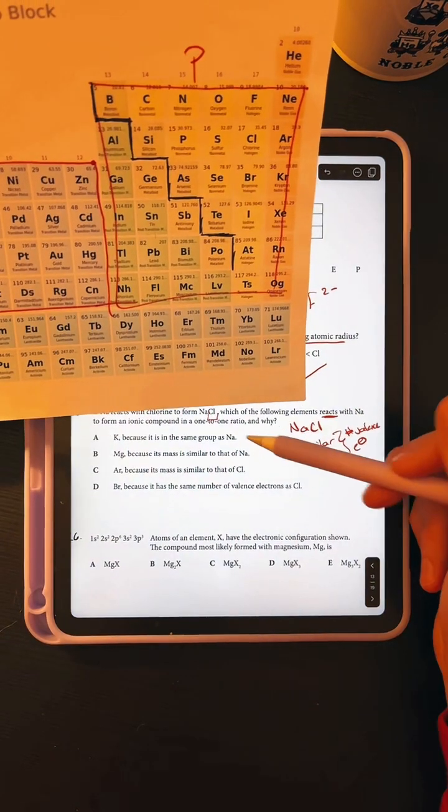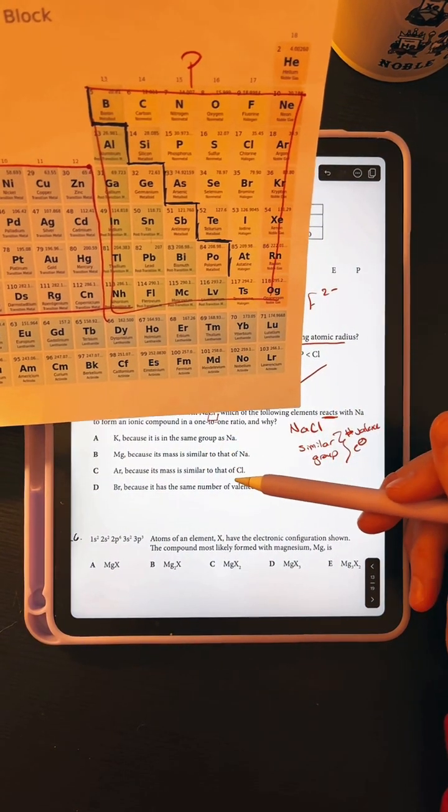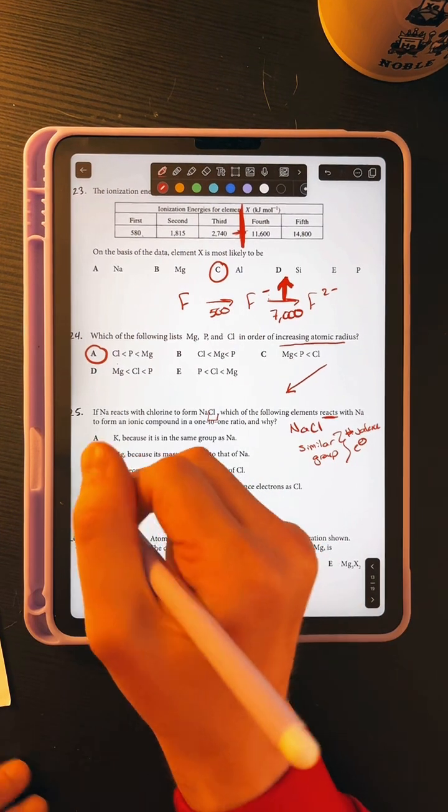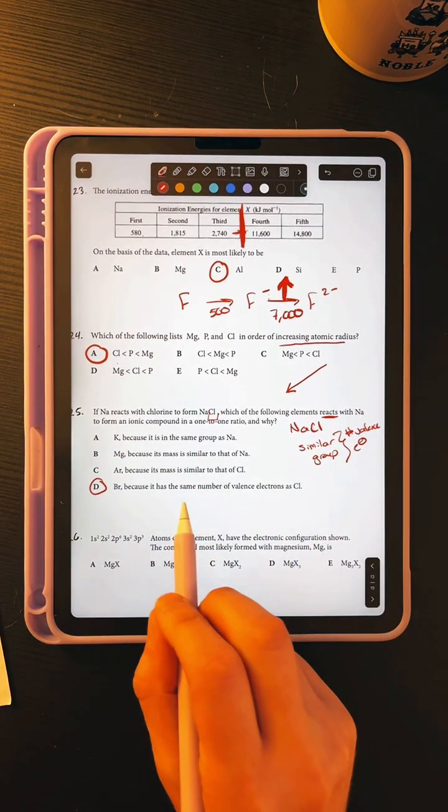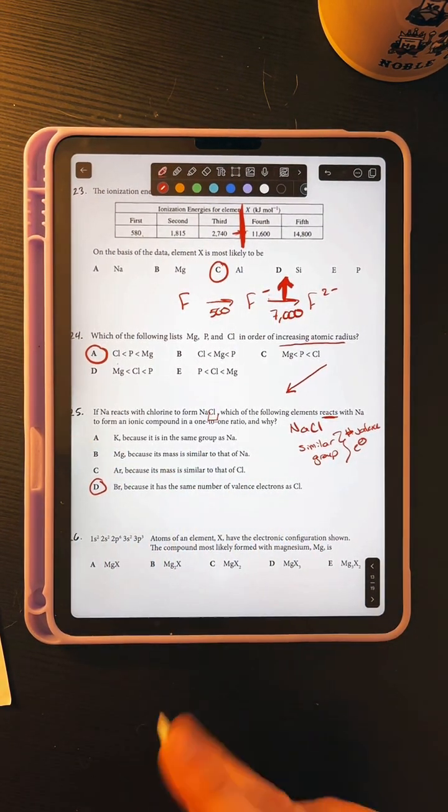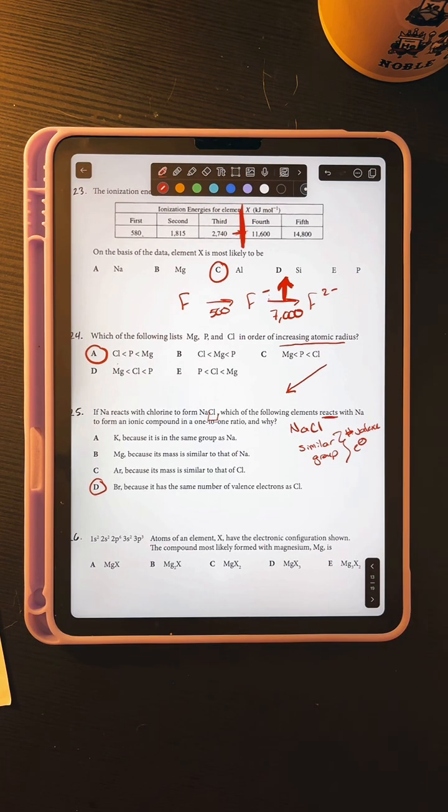So if we look at chlorine, we want one of these elements to be in our answer. And the answer we see here, not potassium, magnesium, or argon, but bromine. And bromine, because it has the same number of valence electrons, can do the same reactivity. Remember, everything in the same group will have similar reactivities.